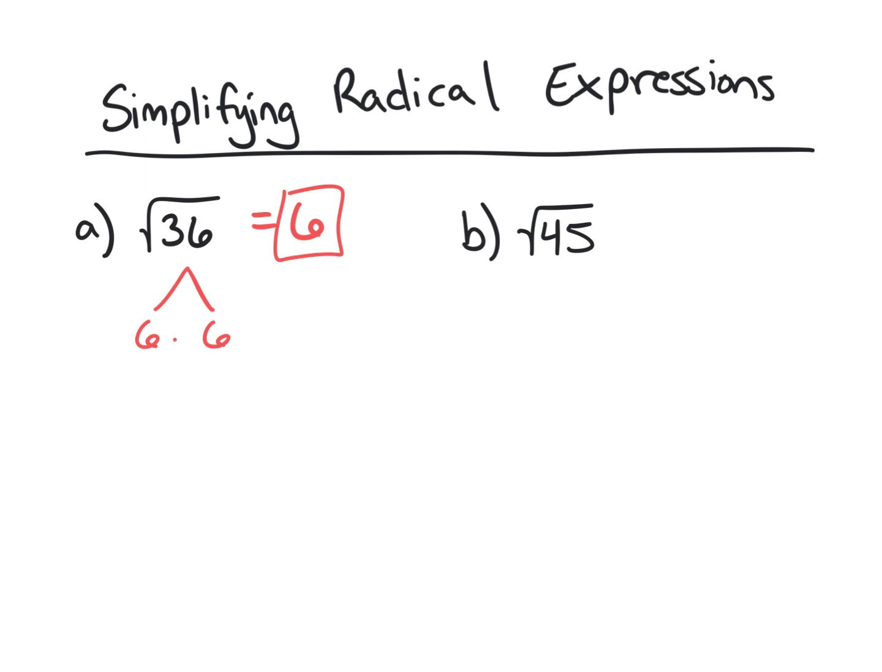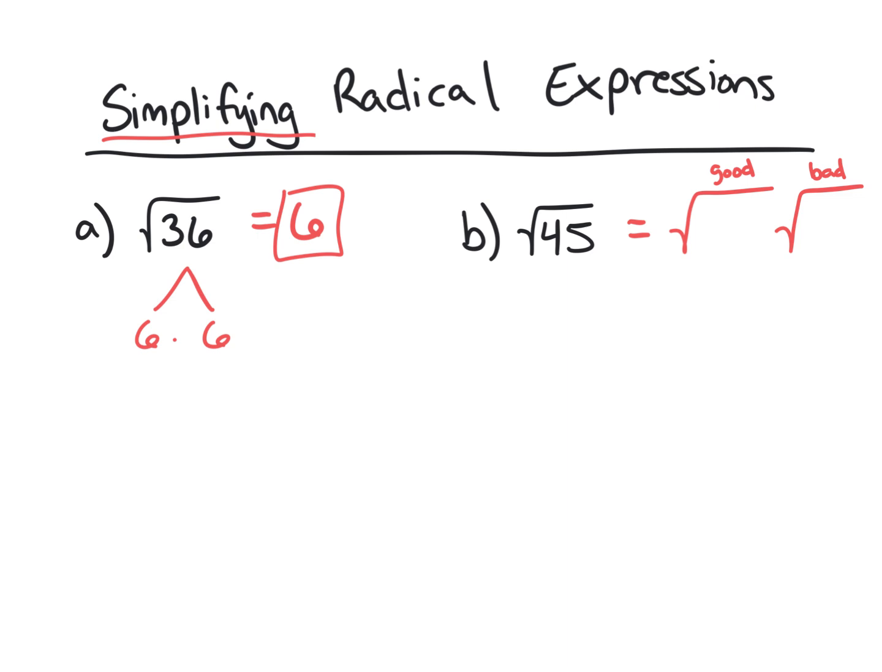Now, B, is that as easy? No, why not? Right, there's not a number times itself to get us 45. There's no such thing. So this is where the simplifying comes in handy. Now how I teach it is I want you to create 2 different radicals. We're going to treat the first one as the good radical and the second one as the bad radical.